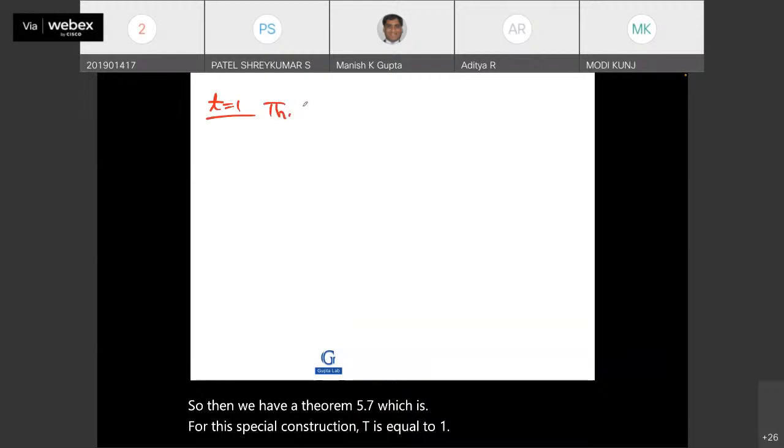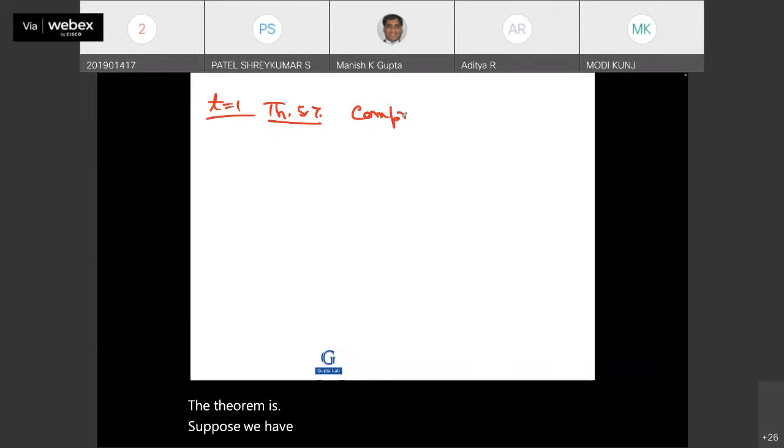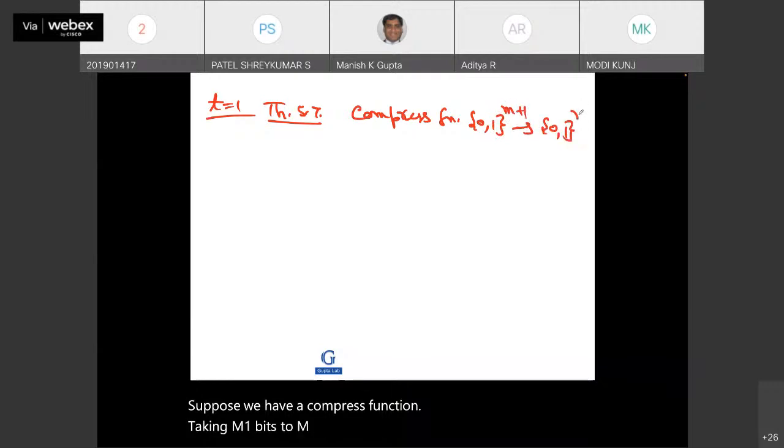The theorem is, suppose the compress function taking m plus 1 bits to m bits is a collision resistant function.